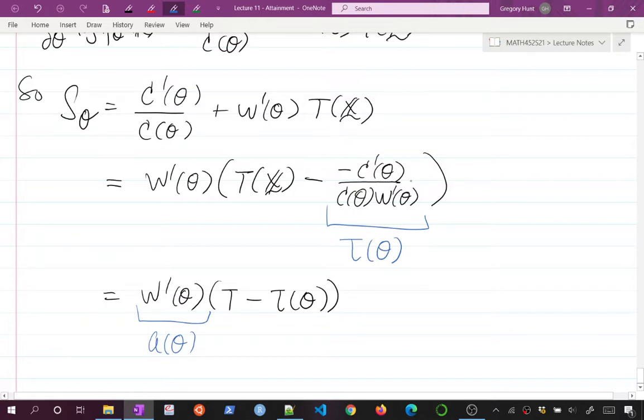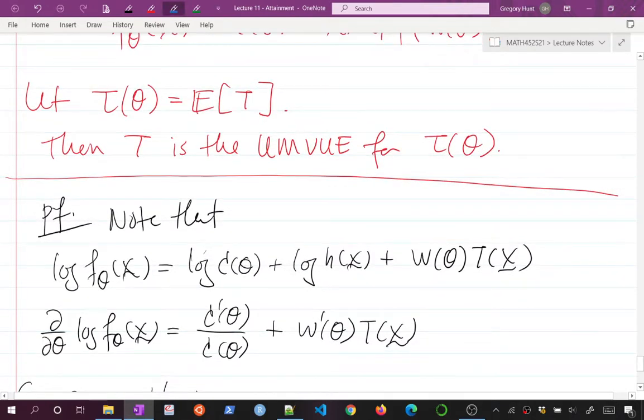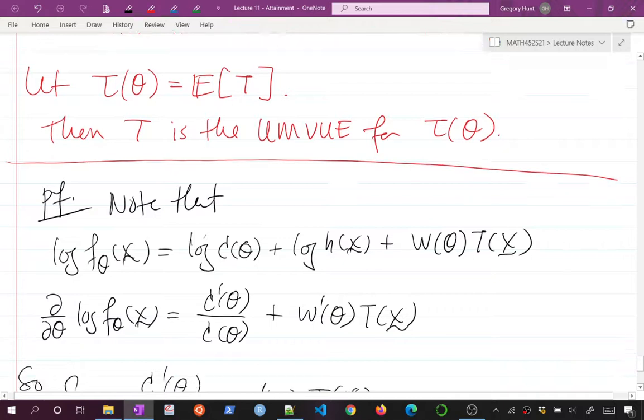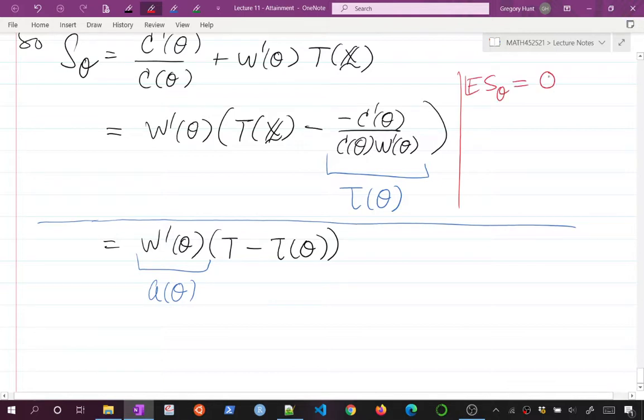I could just call it tau of theta. But I have to be careful, because I said that T is unbiased for tau of theta, and I never actually established that. All I've established up to this point is that I can write S of theta in this form. Notice my sleight of hand here: the expected value of the score is 0, and so the expected value of this whole thing, W prime theta, is 0.